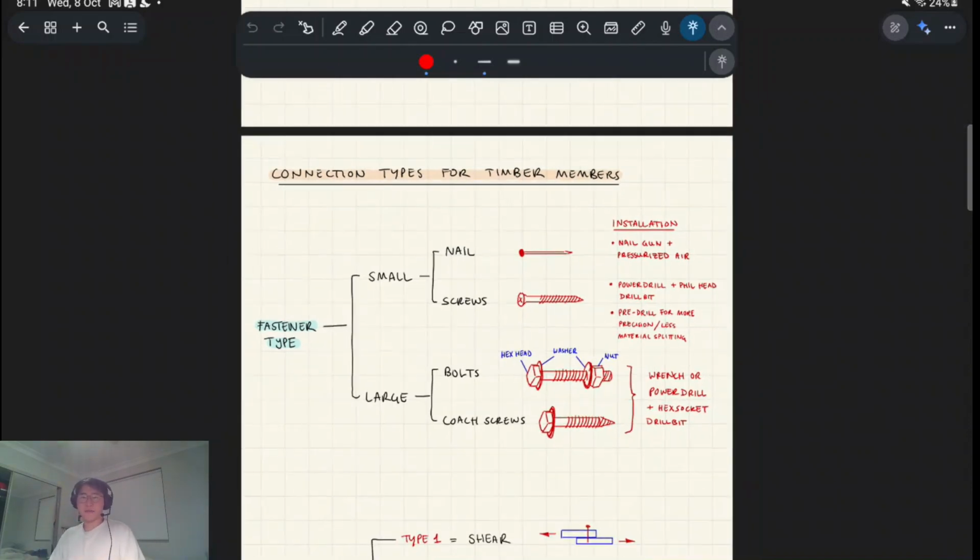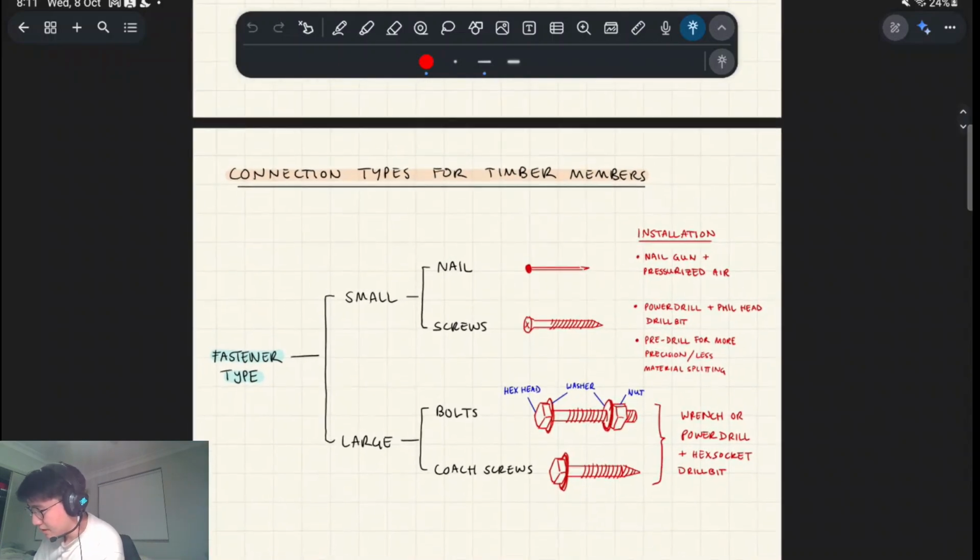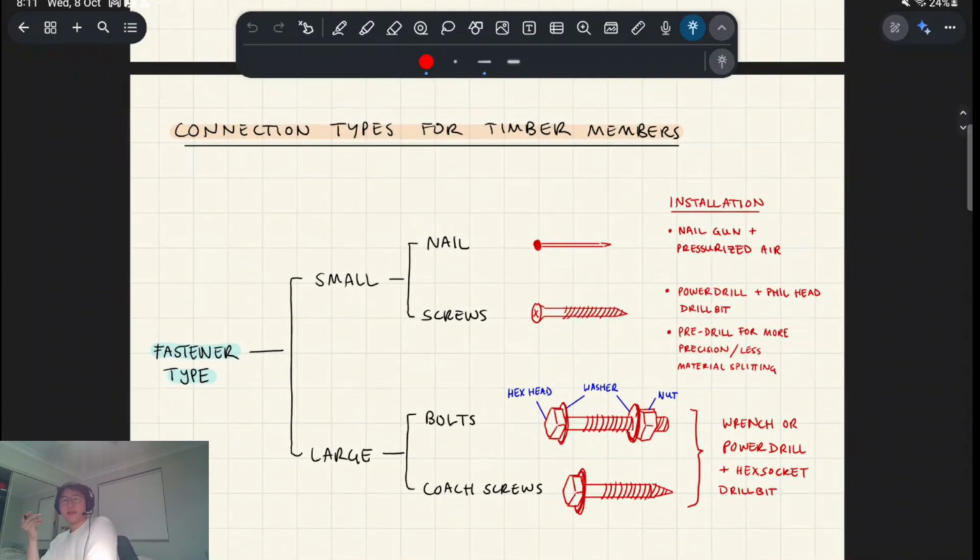Like I mentioned, for small connections in this course, it's nails and screws. For large connections, it's bolts and coach screws. It might seem like they're essentially the same thing, but they're actually quite different. They're similar but different. They have different applications and different strengths in different directions, and different costs. They're all pretty cheap, but how they're installed is quite different too.